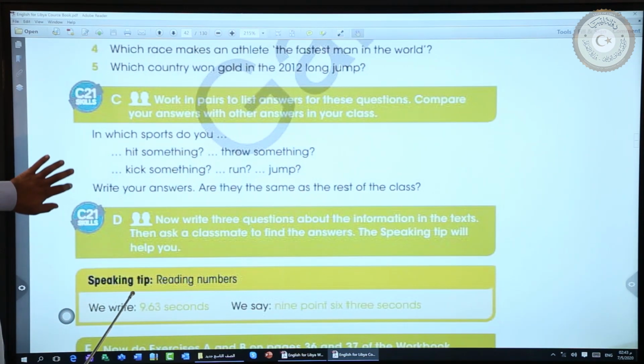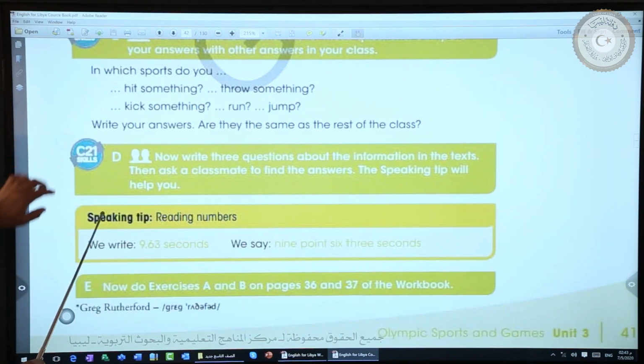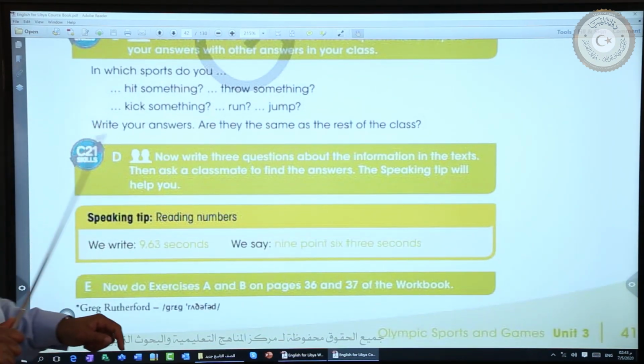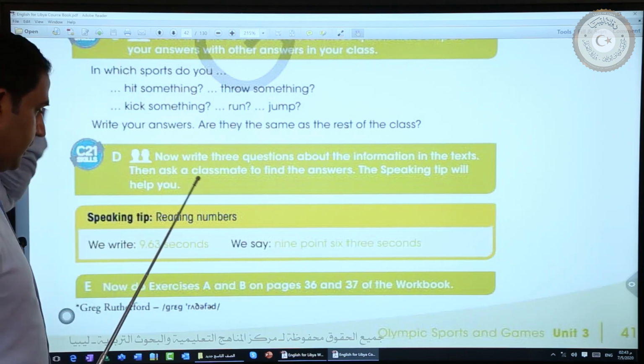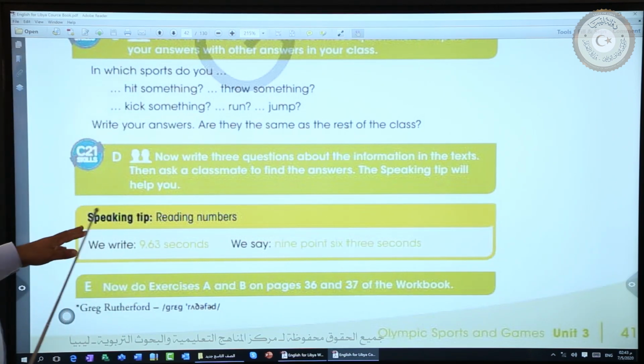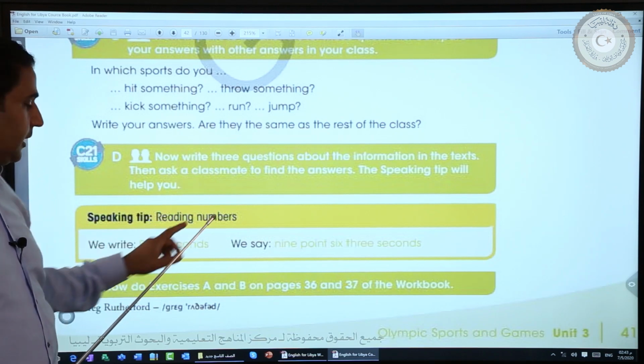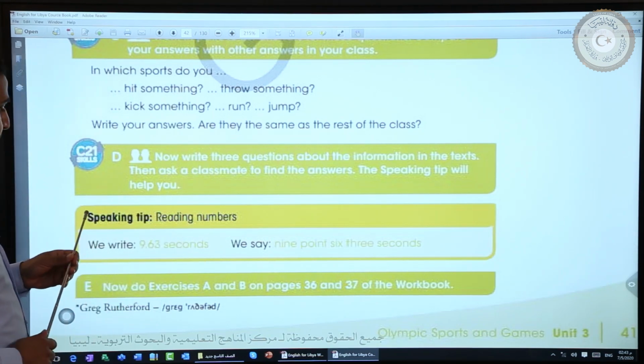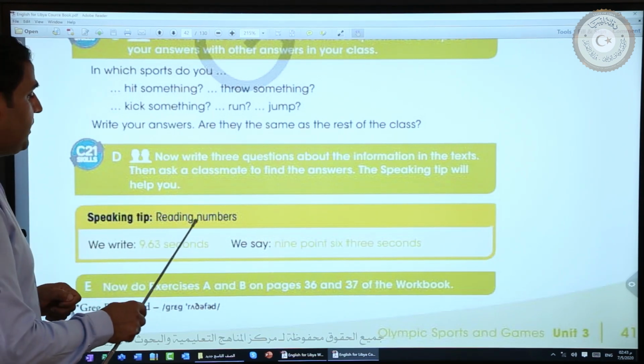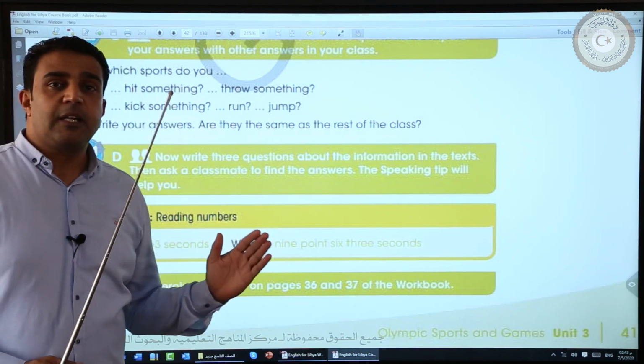I want to get you to the first point, or the most important point here. That's what I asked you to underline, one of the sentences in the text here. I told you to underline it. It is the important one. Speaking tip. Reading numbers. There is a difference between writing a number and reading it.